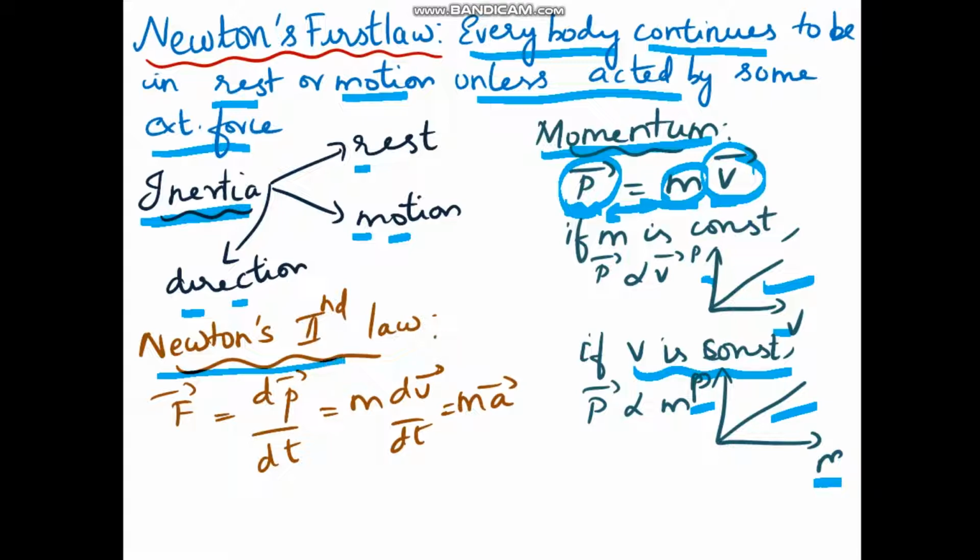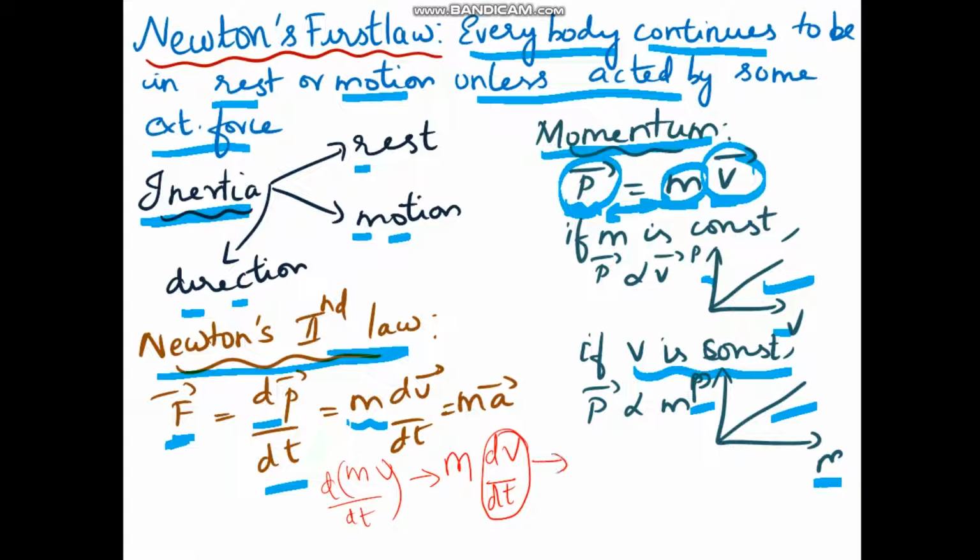Newton's second law gives us a very useful relation. It states that the force acting on a body is the rate of change of momentum. So F = d(mv)/dt. Taking m outside, it is m into dv by dt. dv by dt is nothing but acceleration, so F = ma. This is a very useful and the most common relation of Newton's second law.